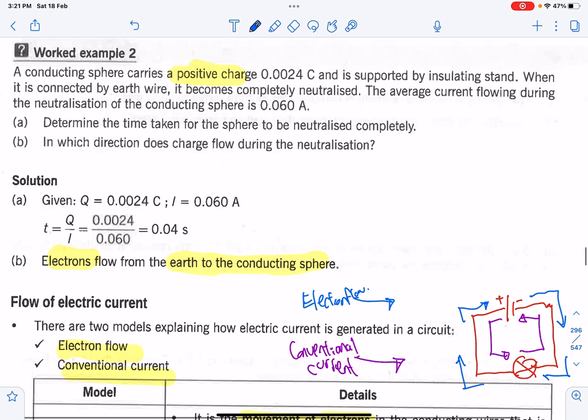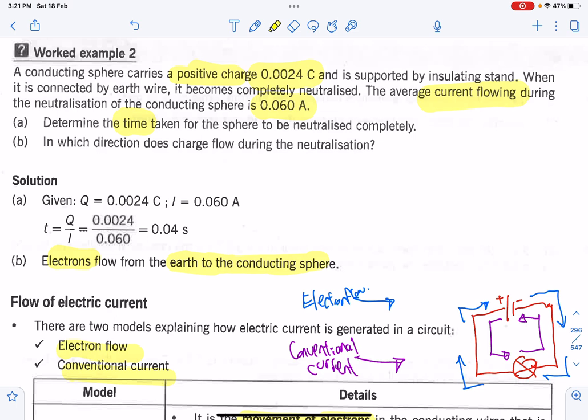For work example 2, a conducting sphere, let's say, has a positive charge of 0.0024 charge and is supported by an insulating stand. Connected to an earth wire, it becomes completely neutralized. The average current flowing is actually this amount. So now you have the charge, you have the ampere. What you want to do is find time. So that's where again time equals charge over current, you get the answer.